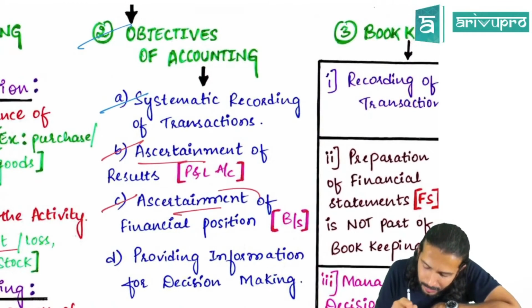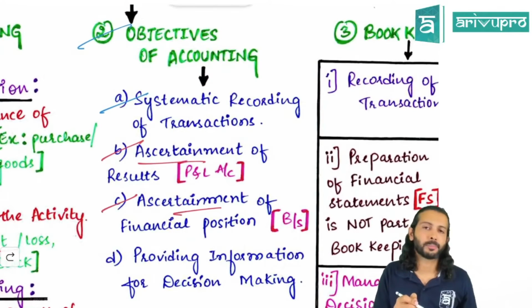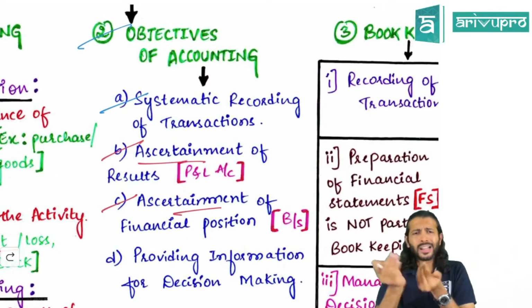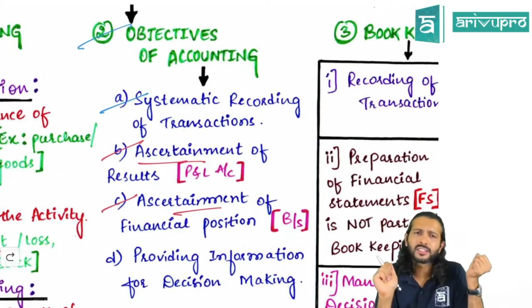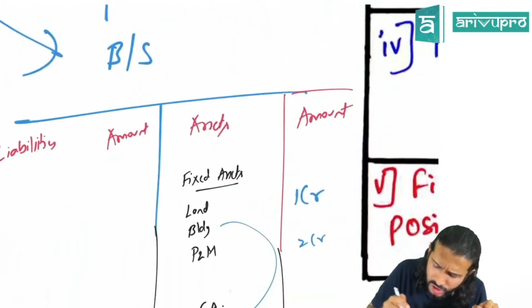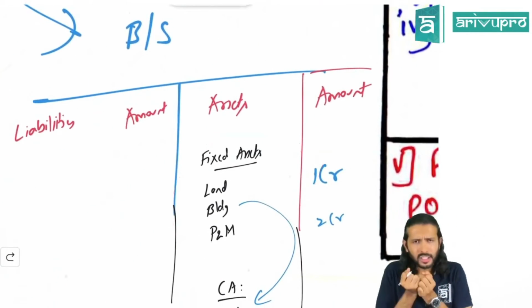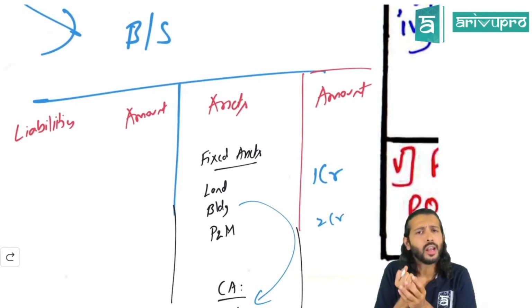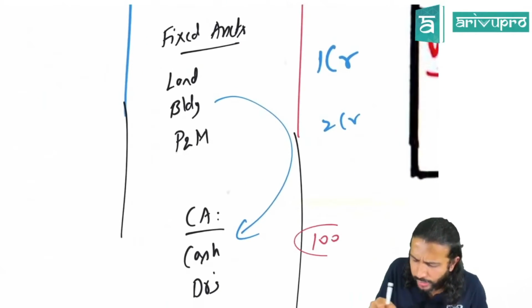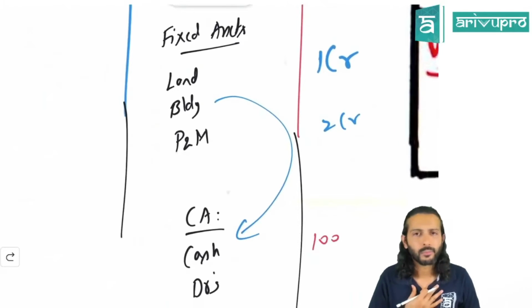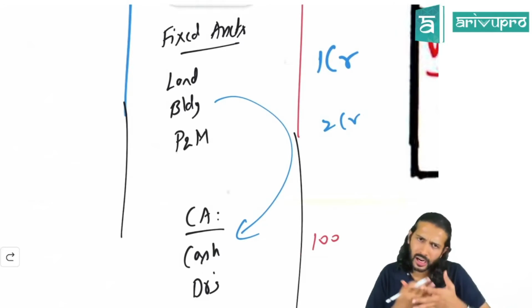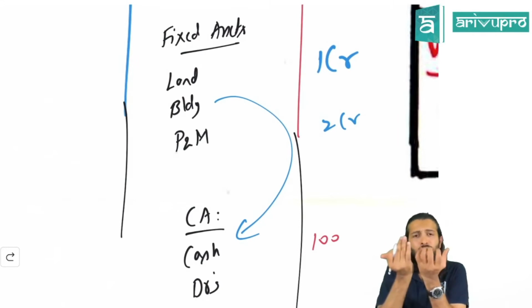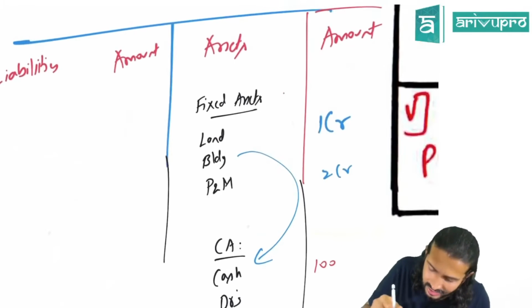Third one is ascertainment of financial position. Meaning, if you're doing transactions, then you will have some assets, you will have some liabilities. Asset means something which the company owns. Like, I have cash of 100 rupees. Is it my asset? Yes, because I own it. Something which the business owns, we call it an asset.